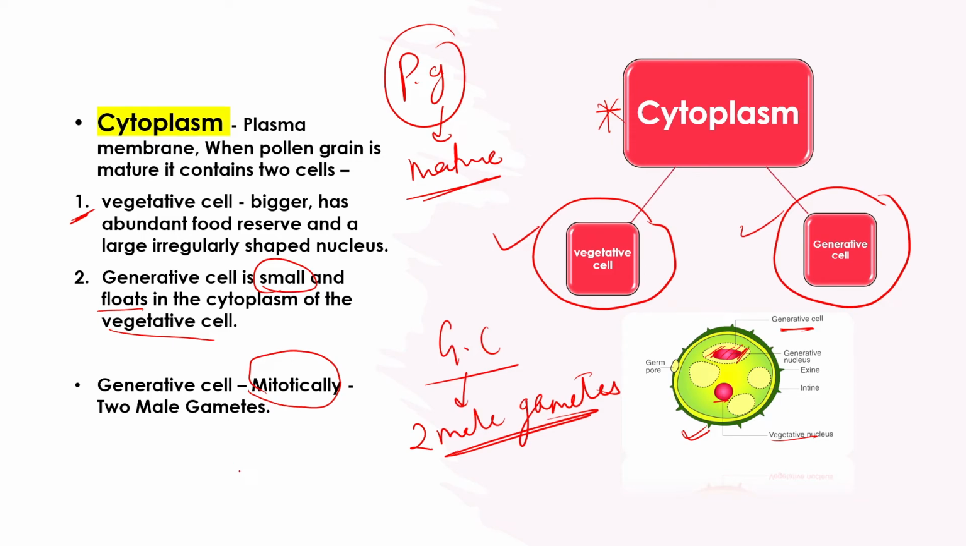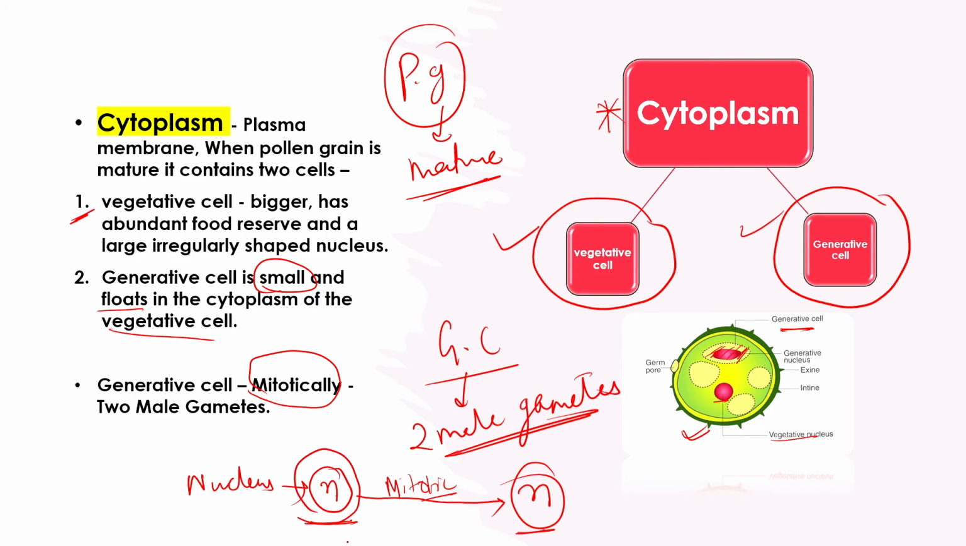Why are the gametes produced mitotically? Because the nucleus of the generative cell is haploid in nature, and the gametes produced should also be haploid in nature. The only cell division which converts a haploid nucleus into haploid gametes is mitotic division. That is the reason why mitotic division occurs here. As a result, the haploid nucleus of the generative cell gets converted into haploid gametes.